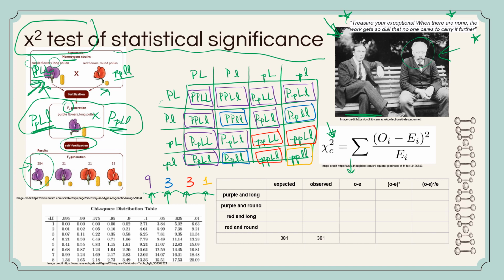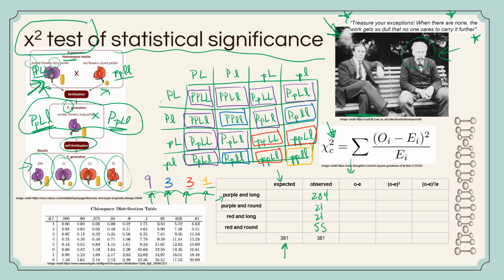So there were 284 that were purple and long. There were 21 that were purple and round, 21 that were red and long, and 55 were red and round. Let's figure out what we would expect to see with our 9:3:3:1 ratio if I have 381 total plants. So 9 out of 16, 9 divided by 16 in my calculator is 0.5625.